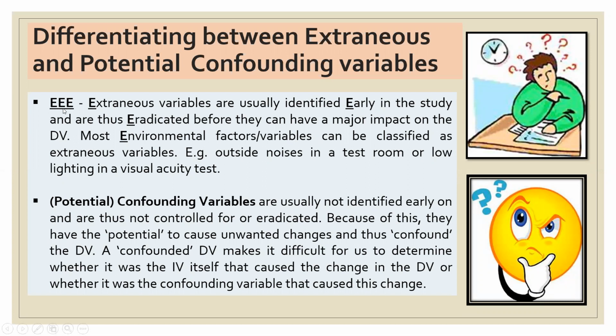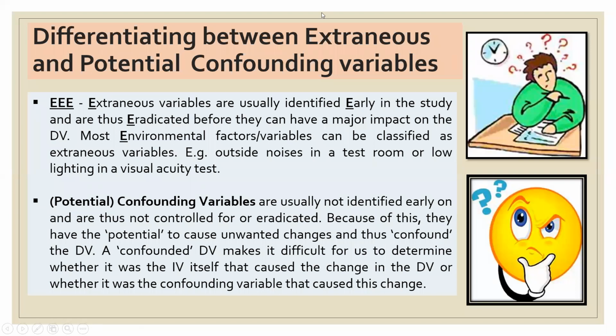So we use the triple E memory tip here. E for extraneous variables, E for the fact that they usually refer to environmental variables like light, noise, and sound, and E for the fact that they're usually eradicated or eliminated at the beginning of the study. And a lot of extraneous variables don't go on to have a major impact on your results, okay? Because you do identify them early in the study. They're pretty obvious and they're pretty easy to control.